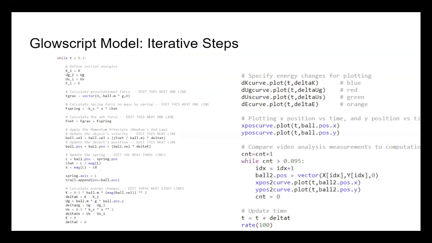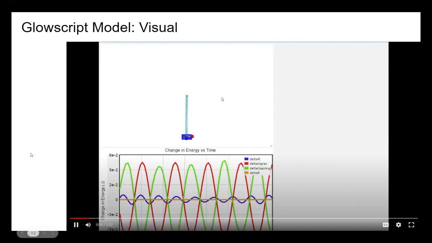These are the iterative steps that I do, just plugging everything in, making sure that everything is of the form that it needs to be. And then at the end where it says count equals count plus one, that section is to be able to compare our video measurements to our model measurements. So this is just a quick visual of what the GlowScript model can do.